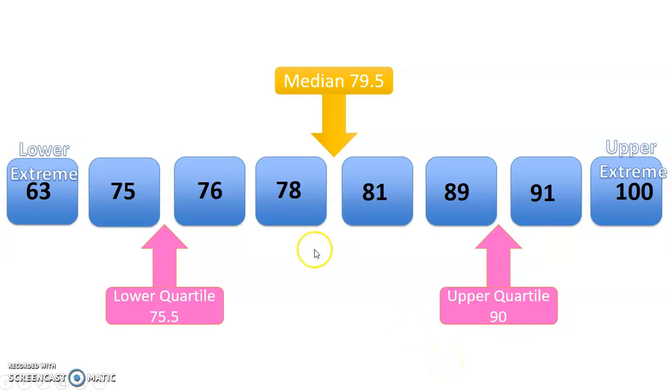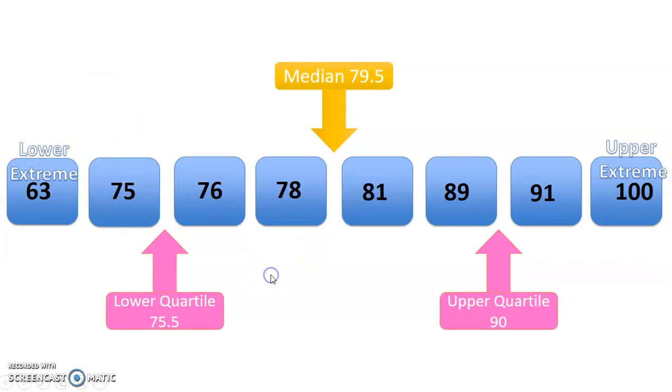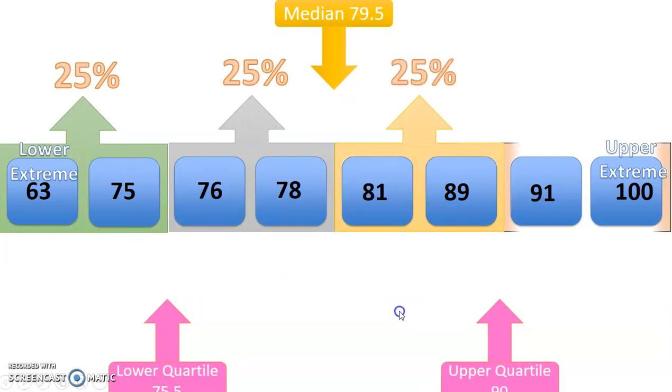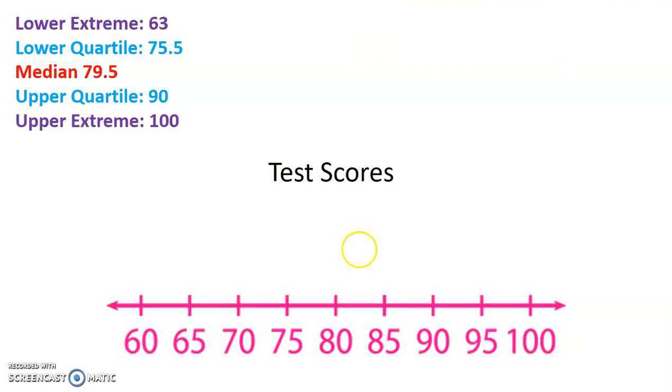So what I just did is I split my data into 4 pieces. So I have 25% of my data here, 25% of my data here, 25% of my data here, and 25% of my data here. Because I have 4 pieces, 1/4 is 25%. So now that I have all my measures, I can go ahead and make my box plot.